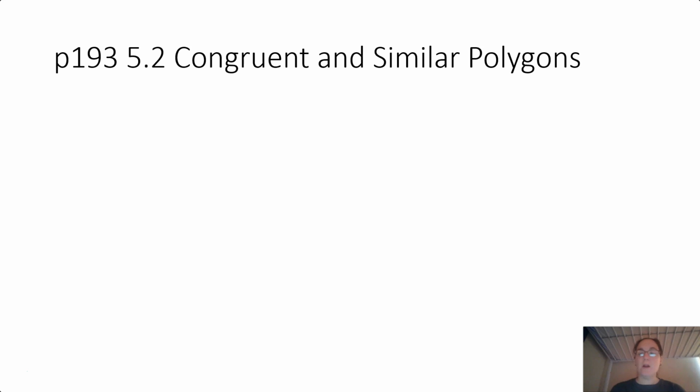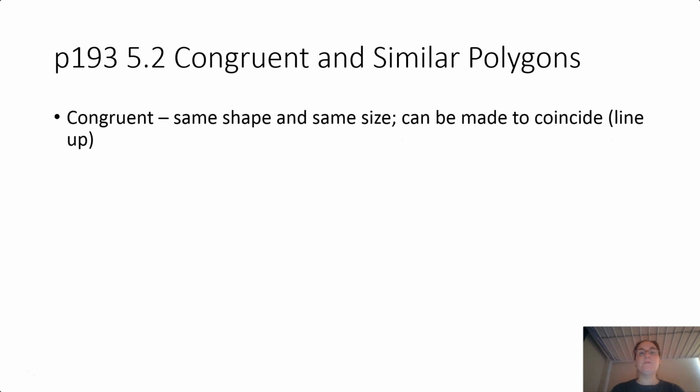So the first part I want to talk about today is the congruent part, the first word in this. Now, congruent means same shape and same size. Another little hint I want to give you is it means that they can be made to coincide. Coincide means you can take one shape and put it over top of the other, and it equals itself perfectly. It's kind of like putting your two hands on top of each other, how they line up. That's what coincide means. It means to line up.